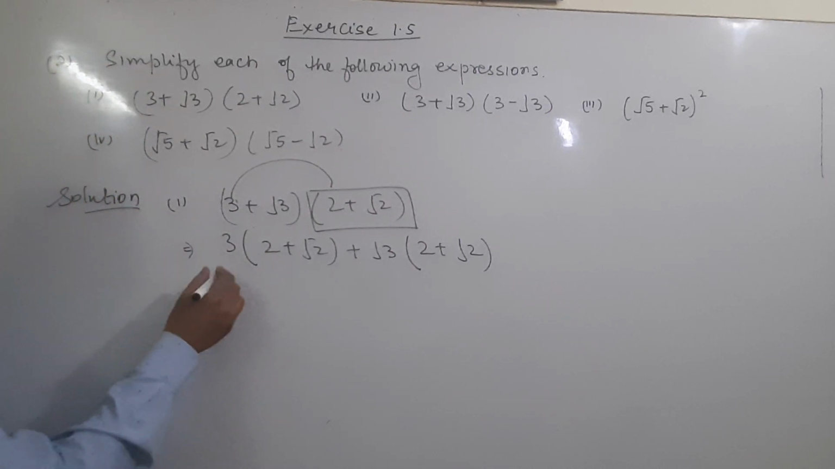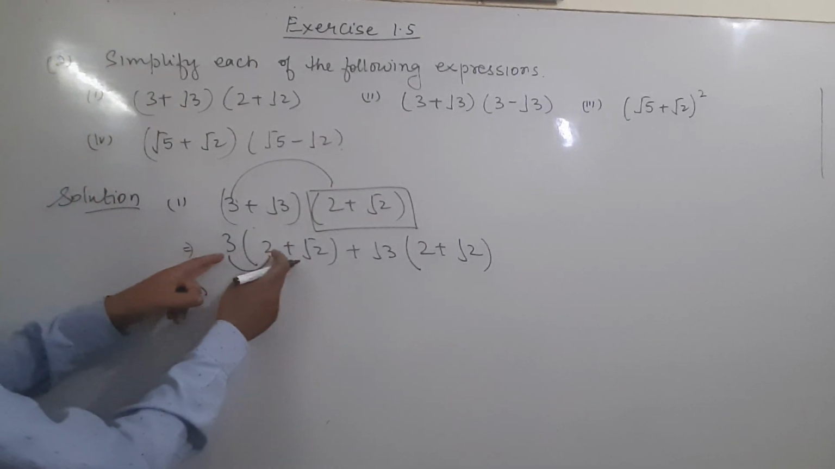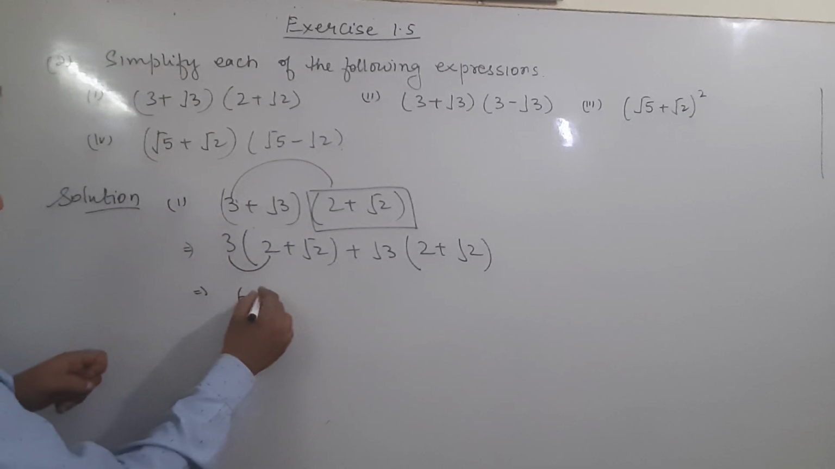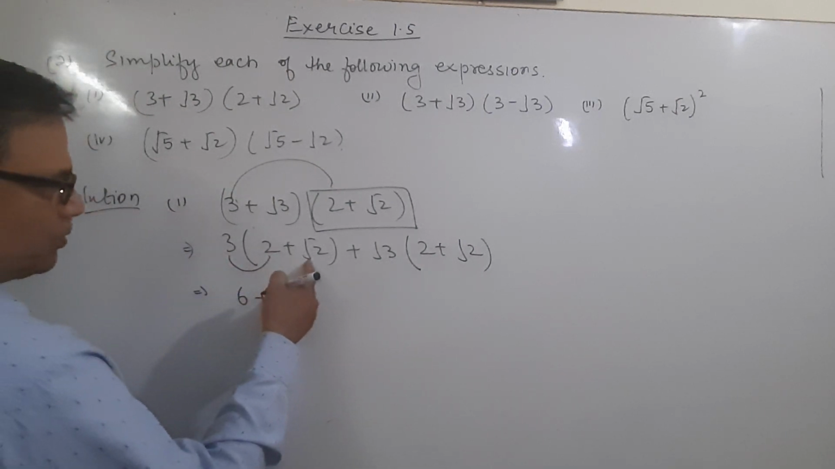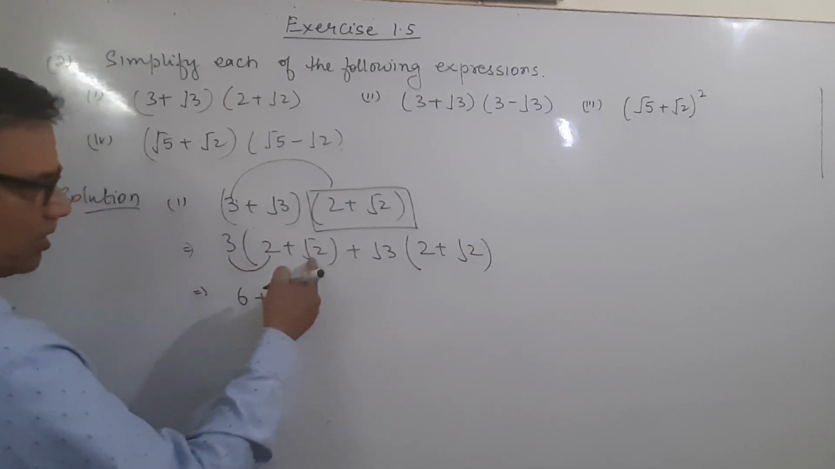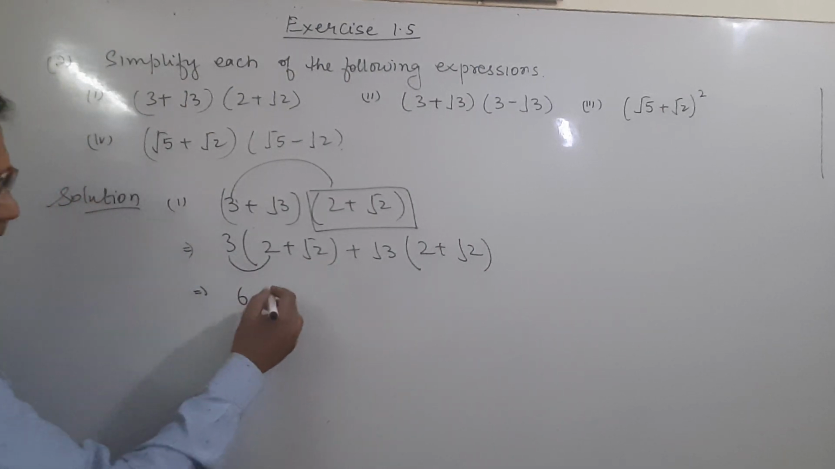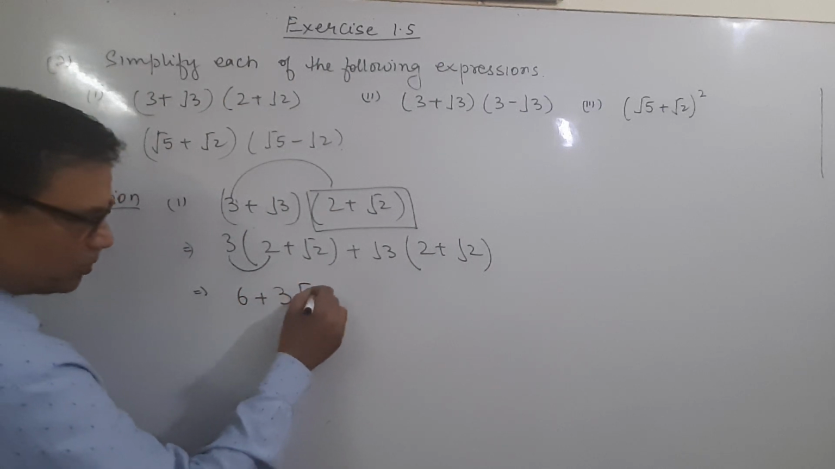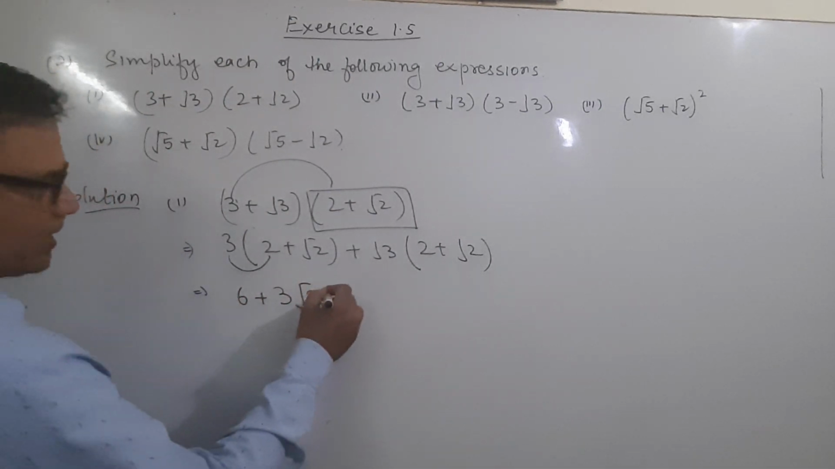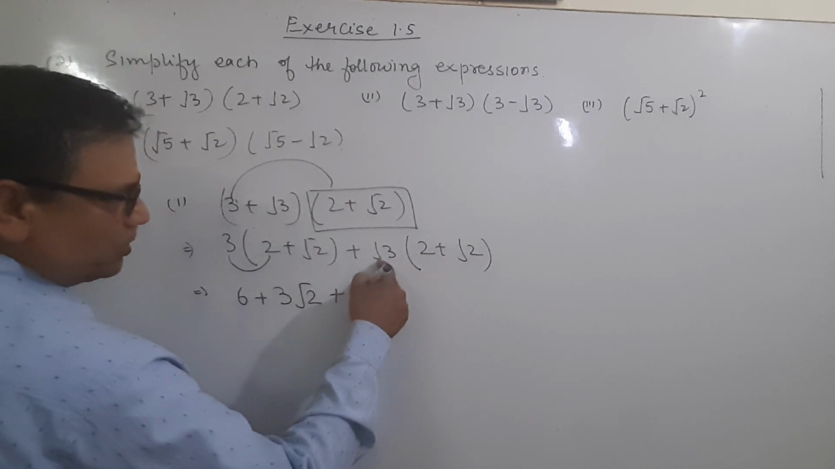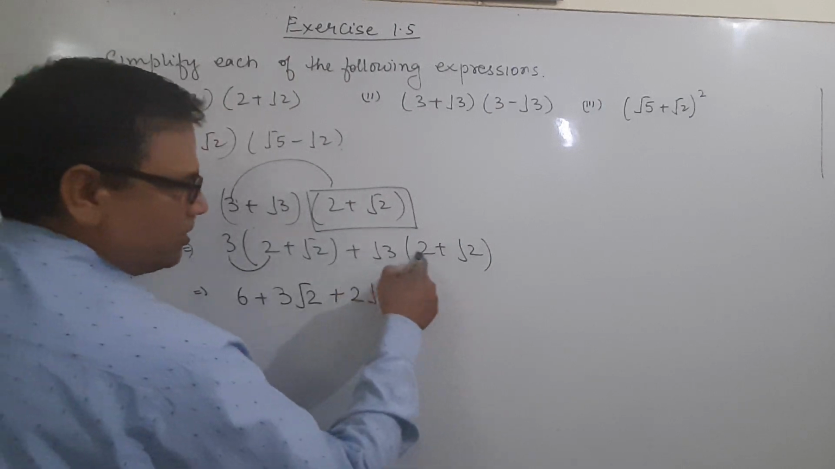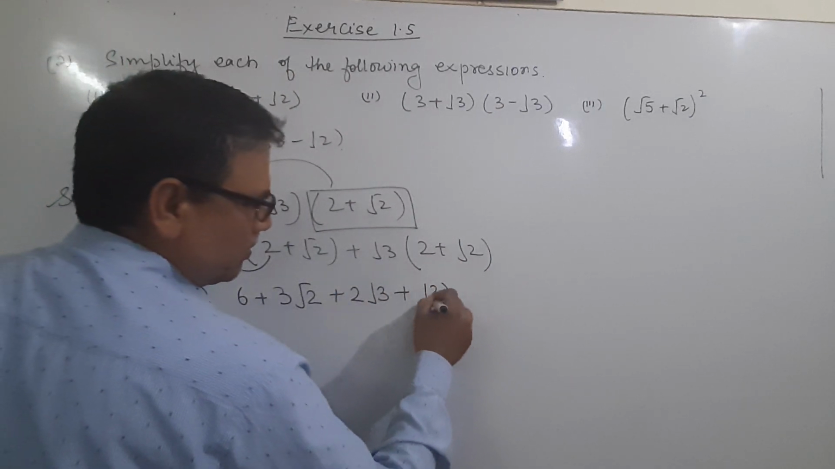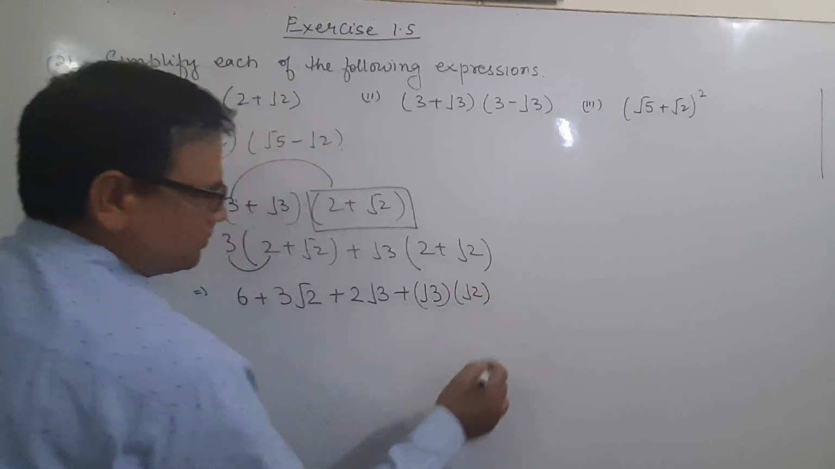And now 3 multiplied by 2, that will be 6. Plus, here is root 2, here is 3. It means 3 is never multiplied into root 2. It is not root 6 or root 8 or anything. But we have to write 3 root 2, plus 2 into root 3, root 3 into 2, we have to write the same, 2 root 3, plus root 3 multiplied by root 2.